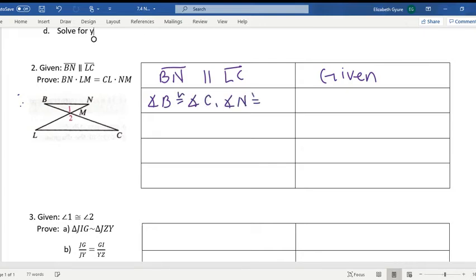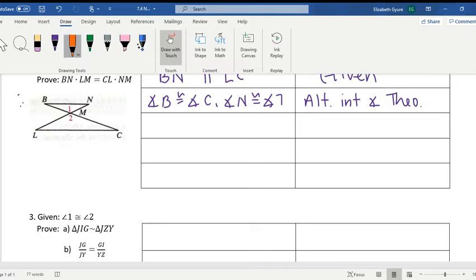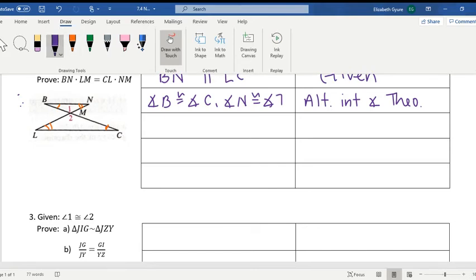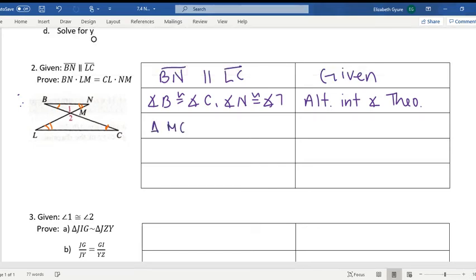and that angle N is congruent to angle L, and that is the alternate interior angle theorem. Then what we are going to do is, now we've shown that we have two sets of congruent angles. B is congruent to C, and N is congruent to L. Therefore, we can say the two triangles are similar. So triangle MCL is similar to triangle MBN.